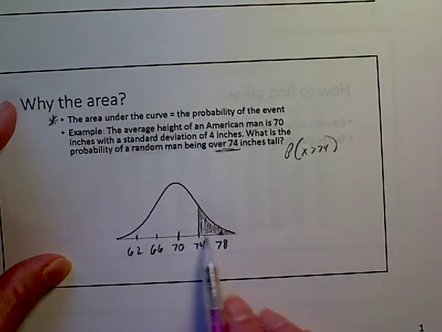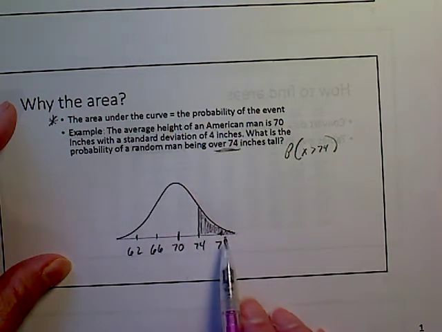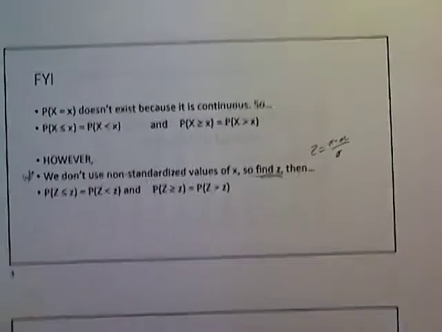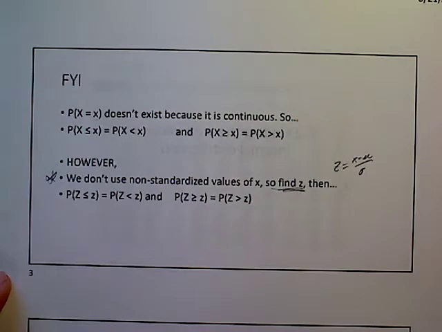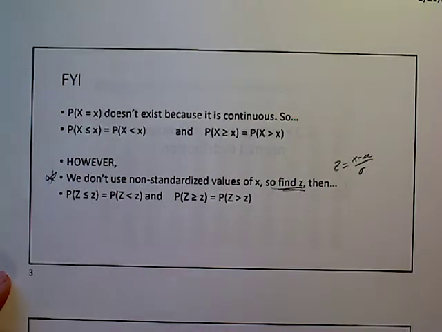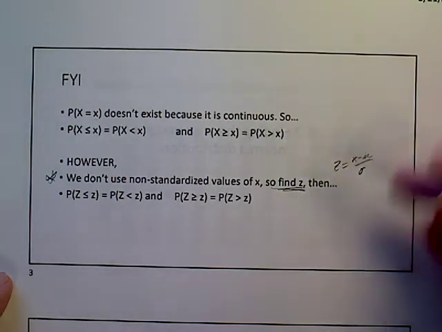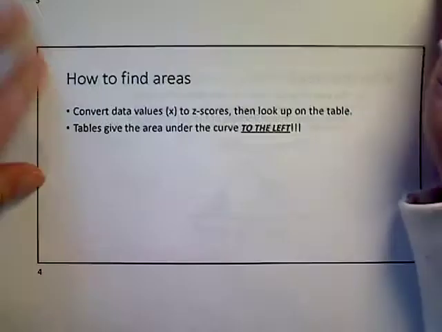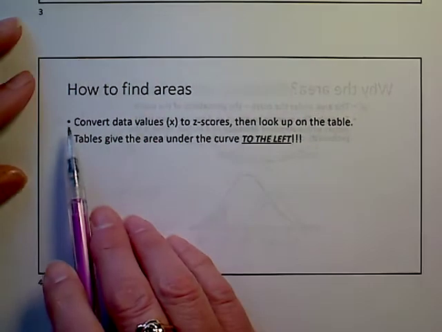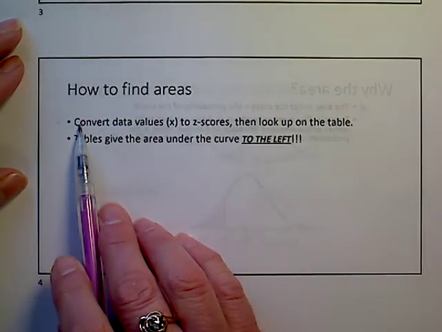So we're finding the probability that it's more than 1 standard deviation away. So instead of looking at it as 74 inches, we're looking at it as more than 1 standard deviation. Okay? So that's what we're doing. We're changing it from an x value to a z value. So to find an area, there are 2 things you're going to have to know about.